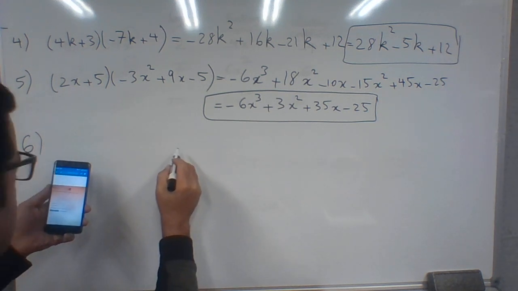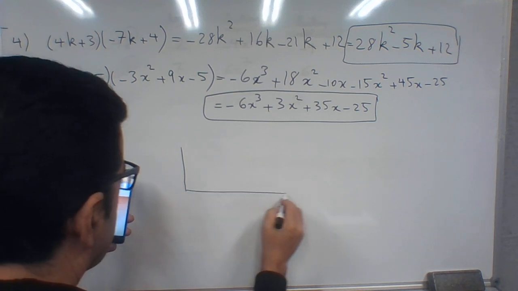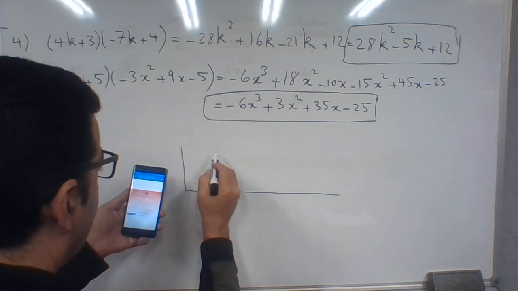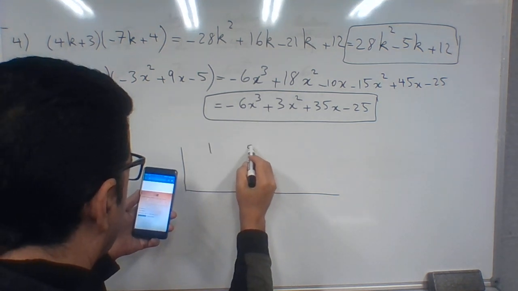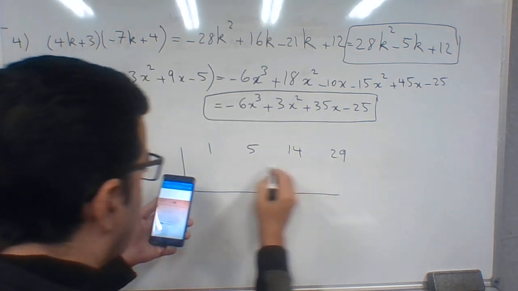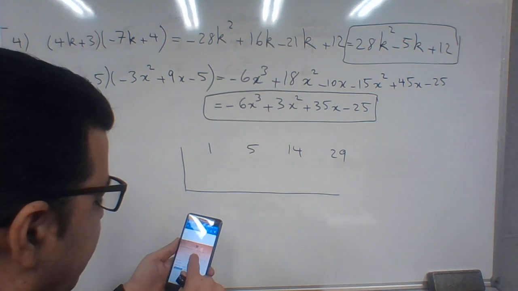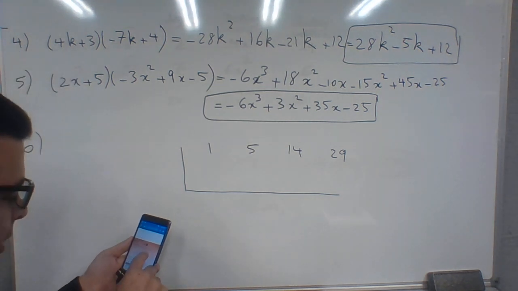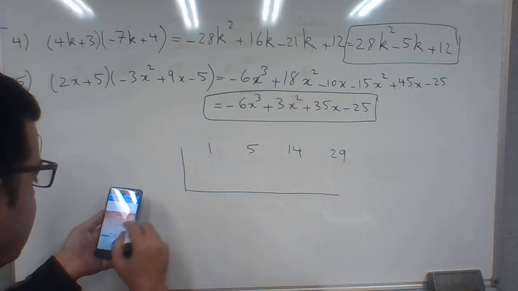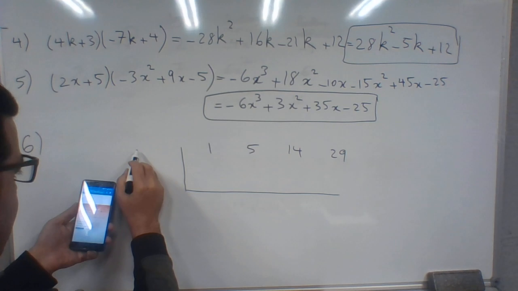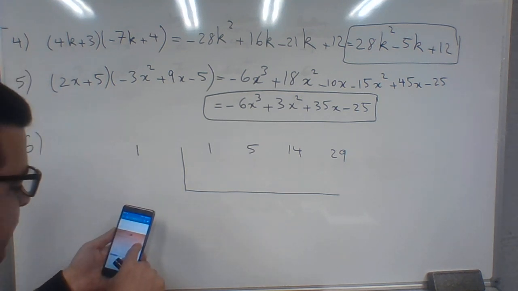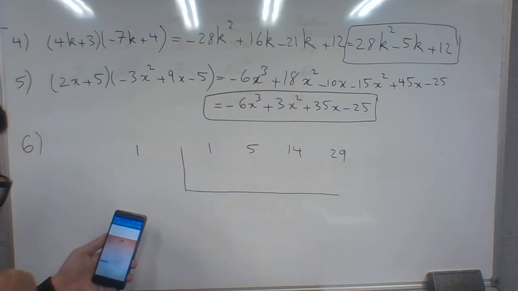Okay, we draw a line like this. We put the coefficients of the first polynomial: 1, 5, 14, and 29. These are exactly the coefficients of the dividend. And then we have x plus 3. So I put 1 here, because in x plus 3, the coefficient of x is 1.